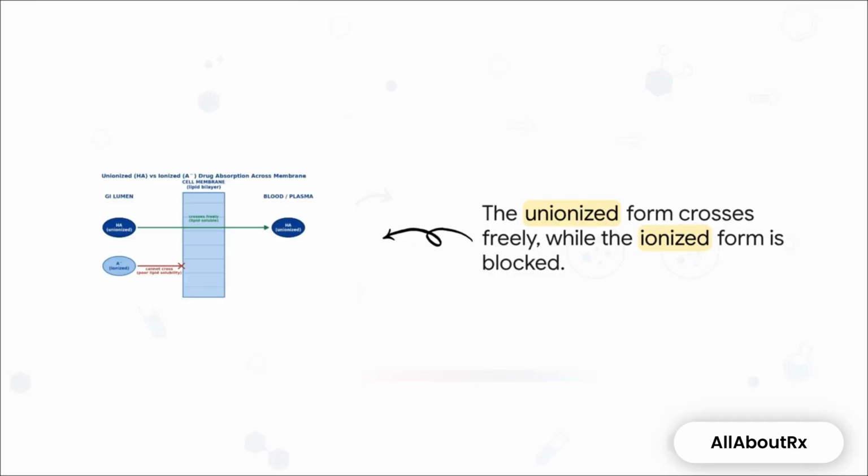And here is exactly why that matters. Think of the cell membrane as a bouncer at a very exclusive club. The unionized form of the drug is highly lipid-soluble, so it gets VIP access and crosses the lipid bilayer freely. On the flip side, the ionized form has really poor lipid solubility. It's totally blocked at the door and simply cannot cross over into the blood plasma.